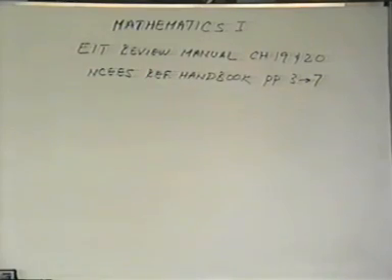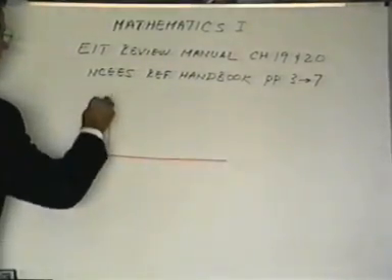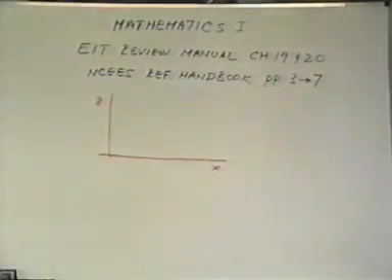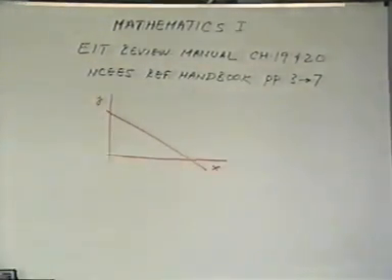Let's start first of all with the straight line. And the straight line on an XY coordinate system would be characterized in this fashion. Several things of importance on this diagram.